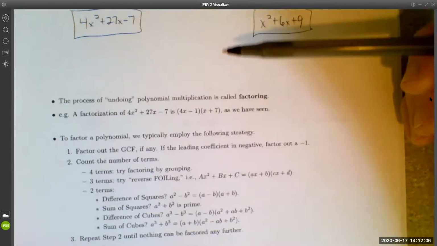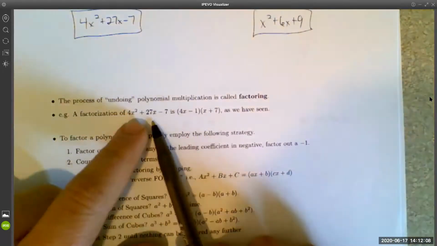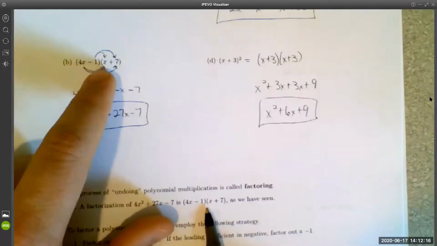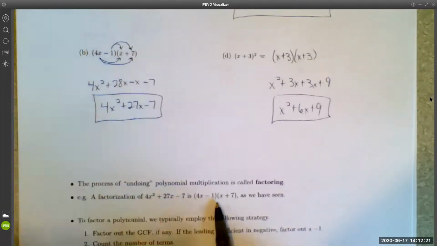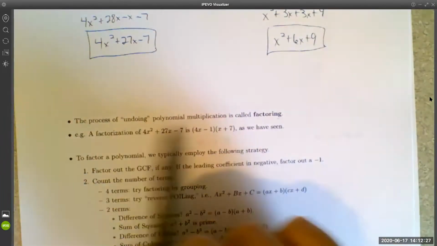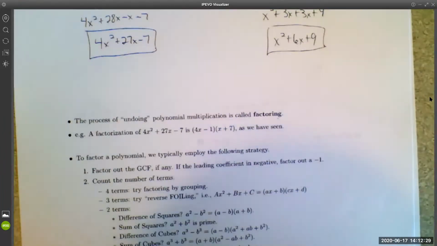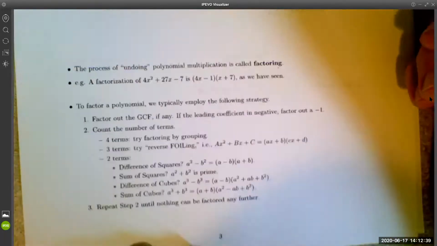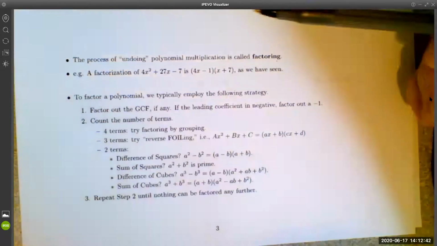Okay? So for example, a factorization of 4x squared plus 27x minus 7 is 4x minus 1 times x plus 7, right? As we saw in example 5b. So factoring is undoing polynomial multiplication. It's rewriting the polynomial as a product of two different polynomials of lesser degree, right? That's what factoring is. So here's a general strategy for factoring.